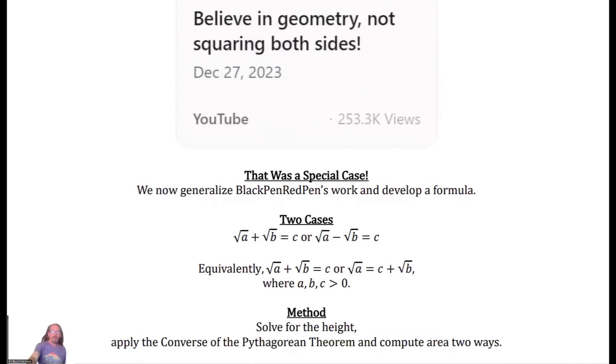So what we're going to be doing is solving for the height of a right triangle and applying the converse of the Pythagorean theorem. Compute the area two ways to come up with the formula. The formula is the same for either case.